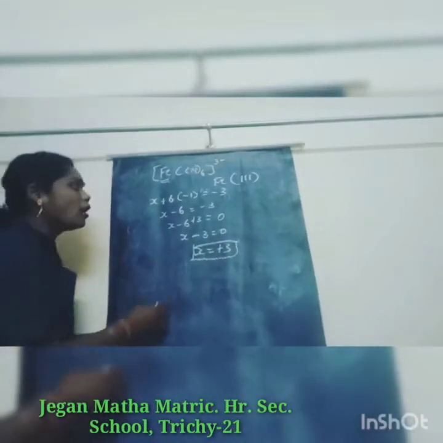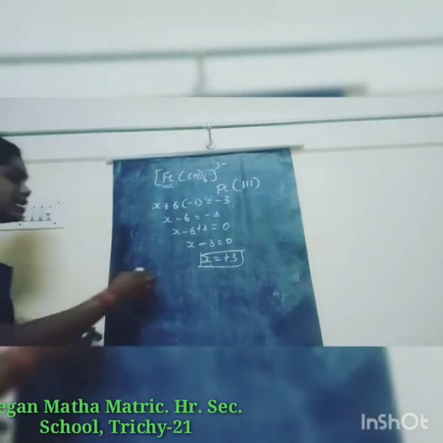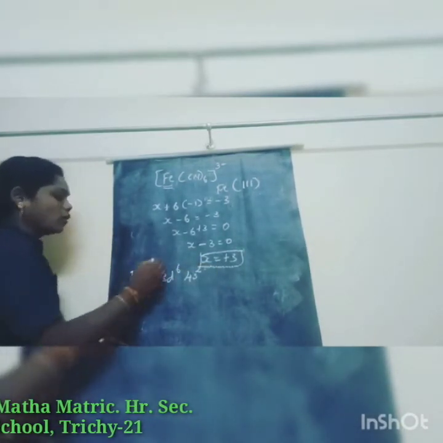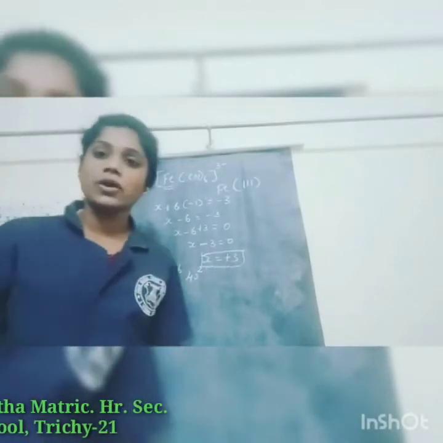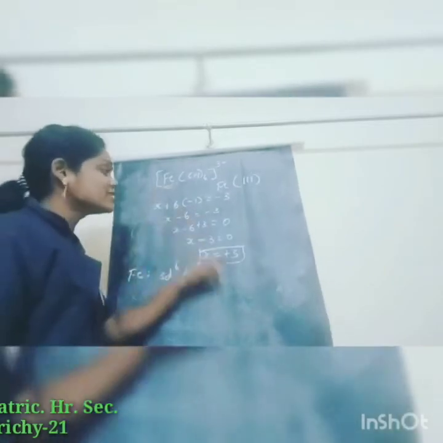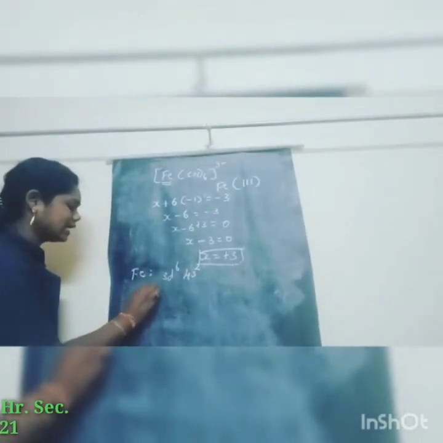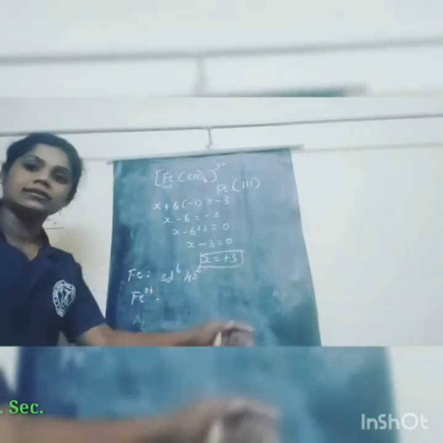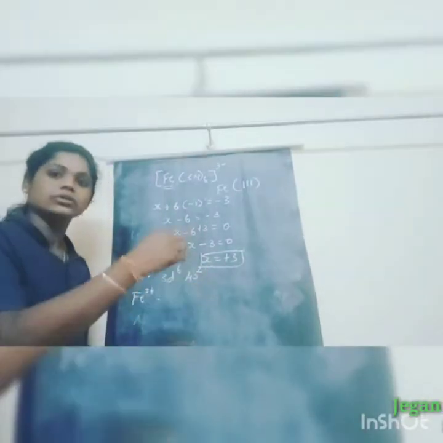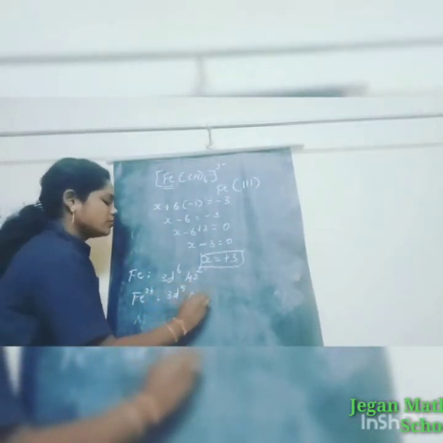Next is the outer electronic configuration of iron, which is 3d6 4s2. This is for iron in the zero oxidation state. But here iron is Fe3+, so it leaves 3 electrons outside: 2 electrons from 4s and 1 electron from 3d. The remaining electrons are 3d5 and 4s0.